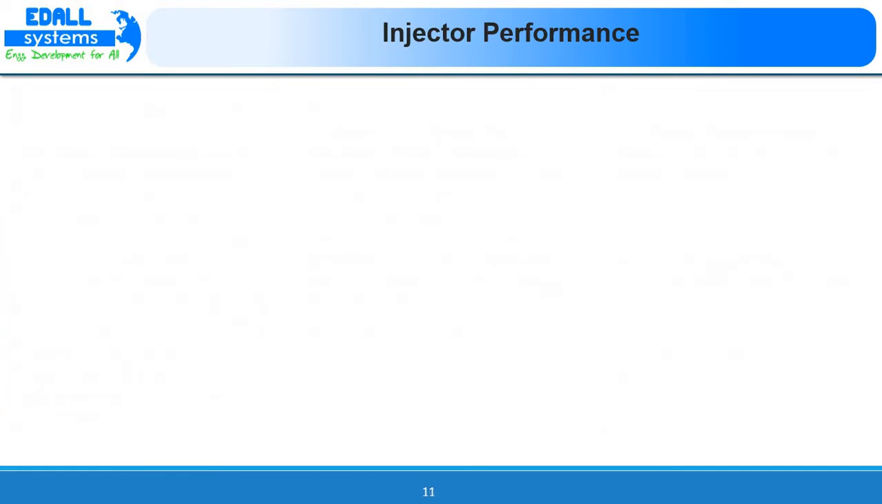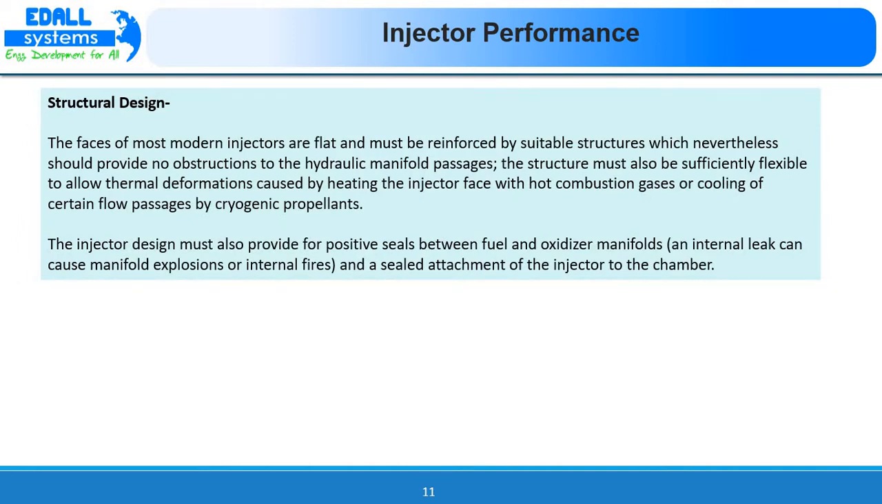The last two factors which we will discuss for injectors are structural design and combustion stability. First we will discuss structural design. The faces of most modern injectors are flat and must be reinforced by suitable structures, which nevertheless should provide no obstruction to the hydraulic manifold passages. The structure must also be sufficiently flexible to allow internal deformation caused by heating of the injector face with hot combustion gases or cooling of certain flow passages by cryogenic propellants. The injector design must also provide for positive seals between fuel and oxidizer manifolds and the sealed attachment of the injector to the chamber.